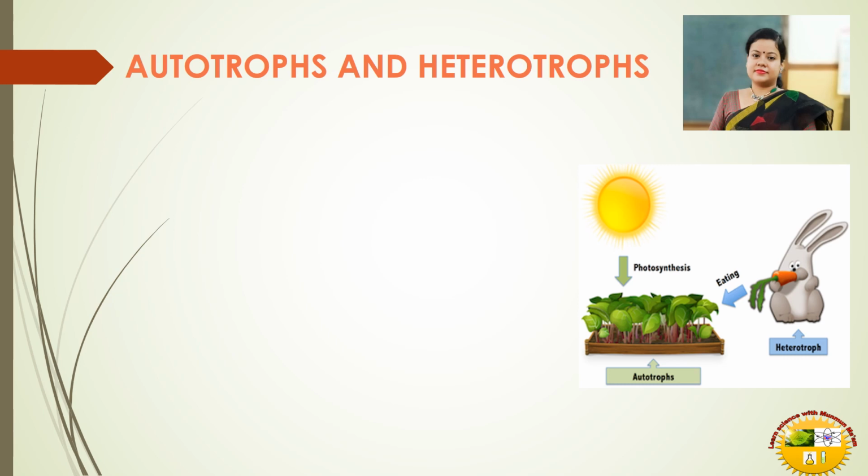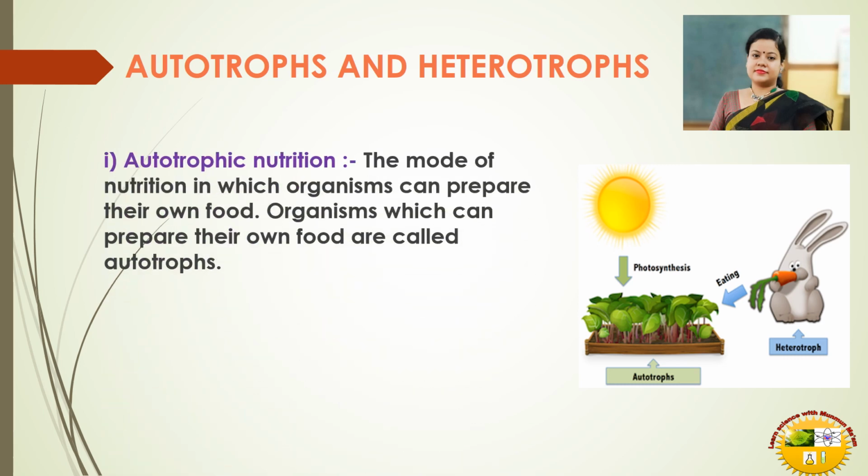So, autotrophs and heterotrophs. Autotrophic nutrition is the mode of nutrition in which organisms can prepare their own food. Organisms which can prepare their own food are known as autotrophs.